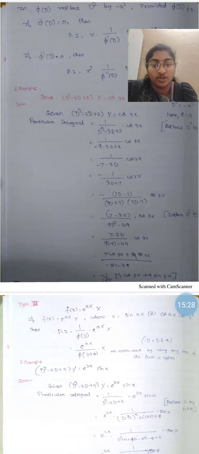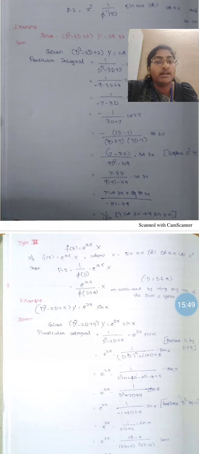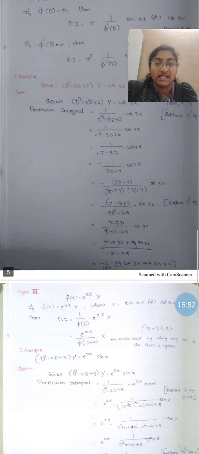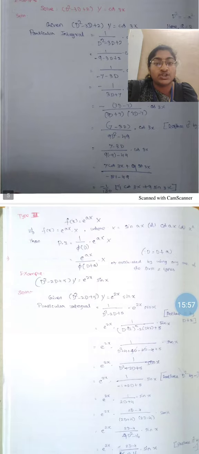So multiply both the numerator and denominator by 3d minus 7. Next, in the denominator using the formula a plus b into a minus b equal a square minus b square, my a square becomes 9d square and b square becomes 49. The remaining is all as it is. Next, 7 minus 3d divided by, we already know that d square equals minus 9. Substitute it, then 9 into 9 is 81, and there is a minus in that. So minus 81 minus 49 in the denominator. In the numerator, just multiply cos 3x in both the terms.